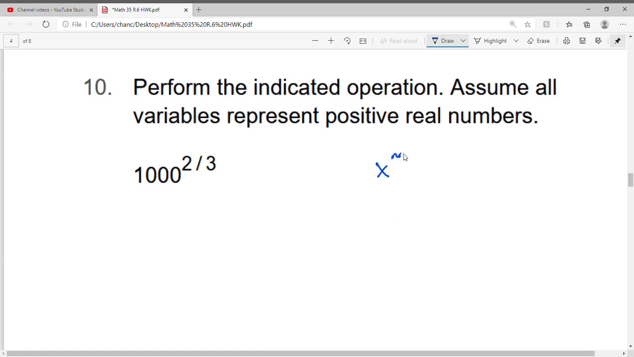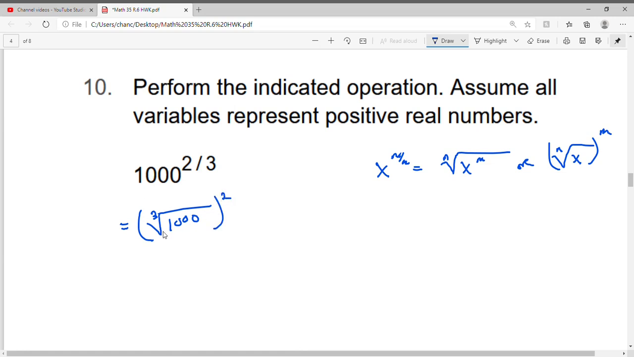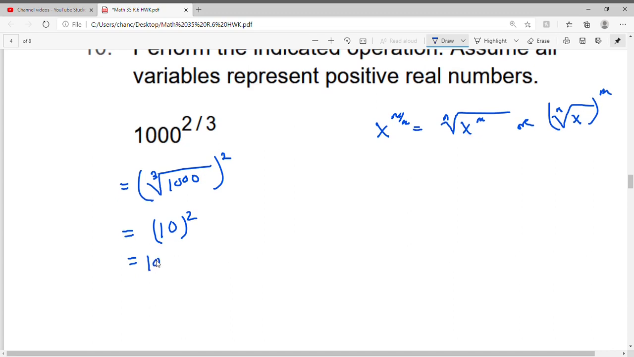Recall x to the m over n is equivalent to the nth root of x to the m power, or we can write this as the nth root of x raised to the m. So there's two definitions for x to the m over n. Now I could rewrite this as a radical. This is the cube root of 1000 raised to the second power. Now you can enter the cube root of 1000 onto your calculators. That's equivalent to 10. 10 squared is 100.